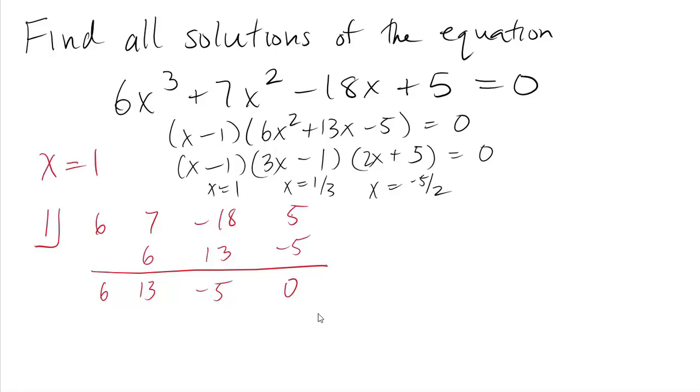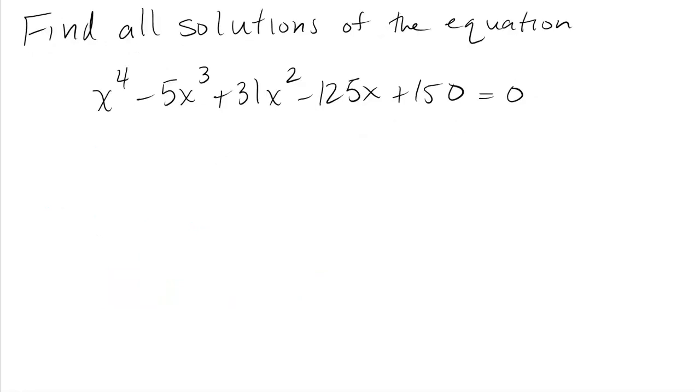Let's do another example, and I want to focus on this process of breaking the function down using division. This example says, find all solutions of the equation x to the 4th minus 5x cubed plus 31x squared minus 125x plus 150 equals 0. We could make a list of all of the rational zeros. I want you to notice that they'll all be integers because the leading coefficient is 1. So the only possible rational zeros are numbers that divide into 150.